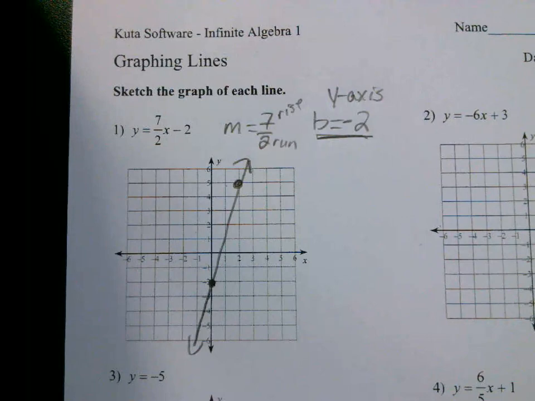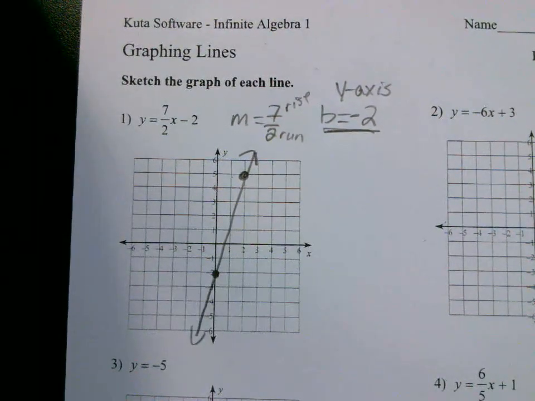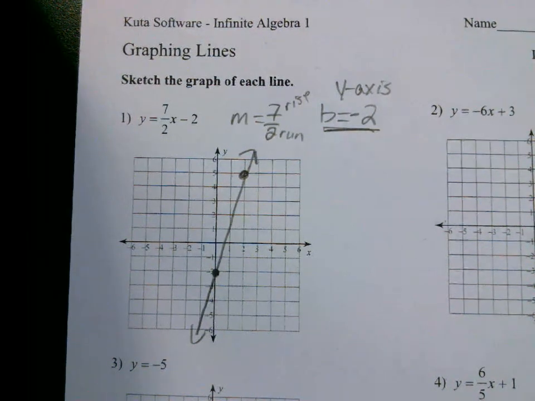You finished? You can stay right there. Okay. Got it? It's supposed to be 2 sheets per person.